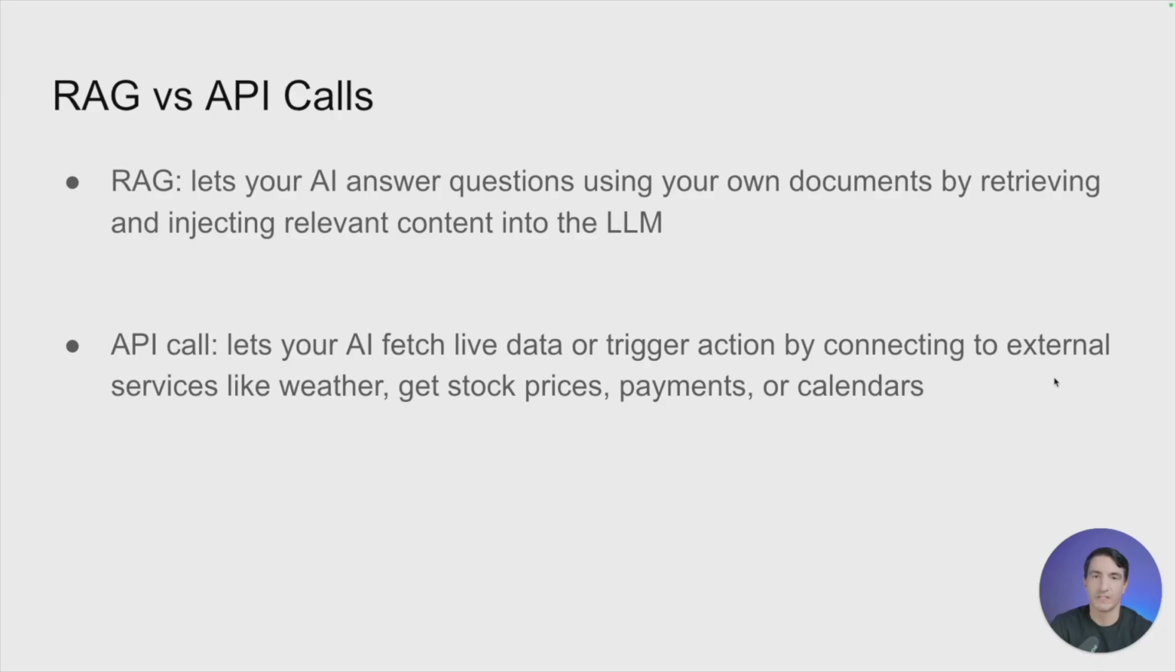API call is where you're fetching live data, and is triggered by an action by connecting to an external service. So if you think of pulling in the weather information or live stock prices or connecting to calendars, you're going externally to pull information from another source.